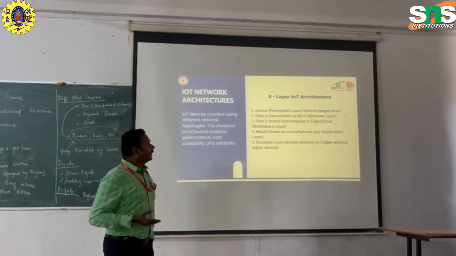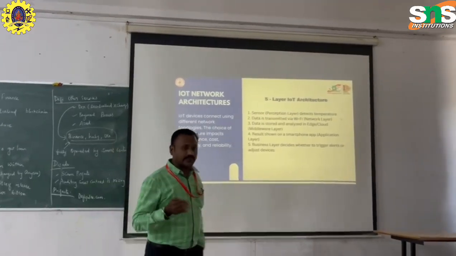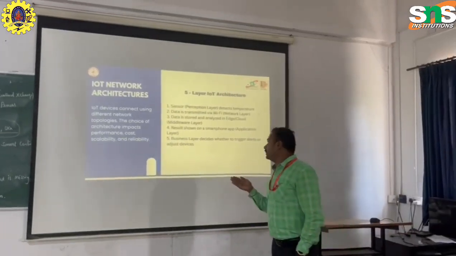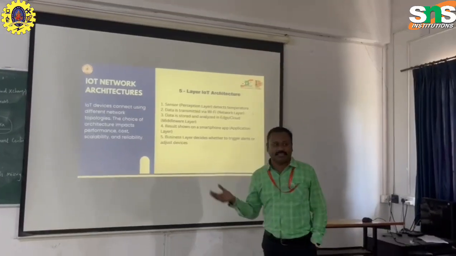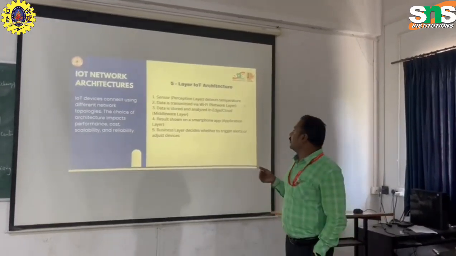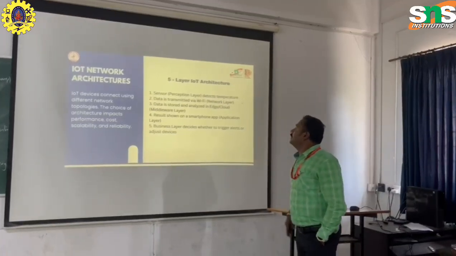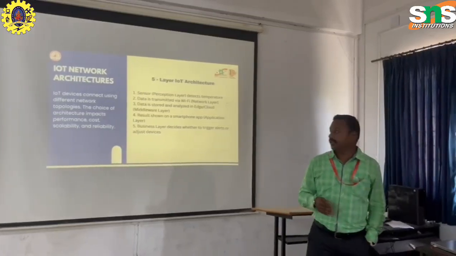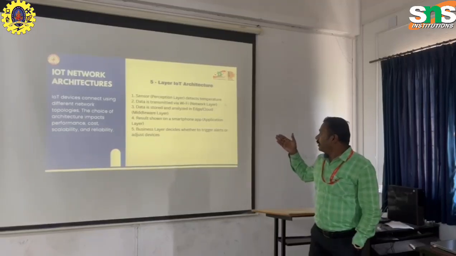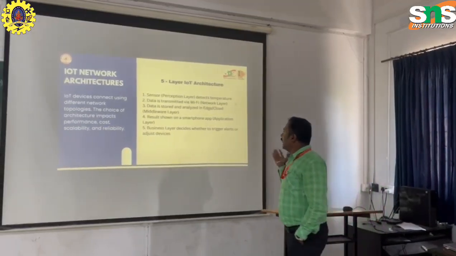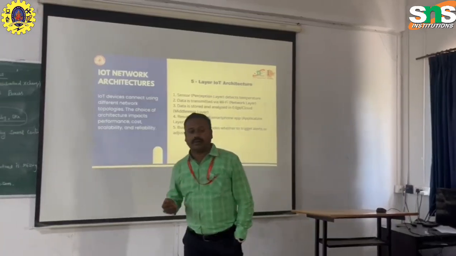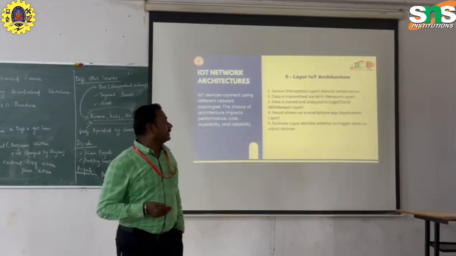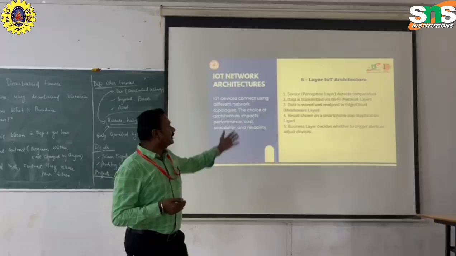Second is the network layer. When you transmit data, how will the data be transmitted from sender to receiver or receiver to sender? How does the network play a role in this? That is the network layer: how the data will be transmitted. Third is the middleware layer, which covers how the edge and cloud virtualization model is interconnected and how it works. This entire connectivity is connected through the middleware layer.